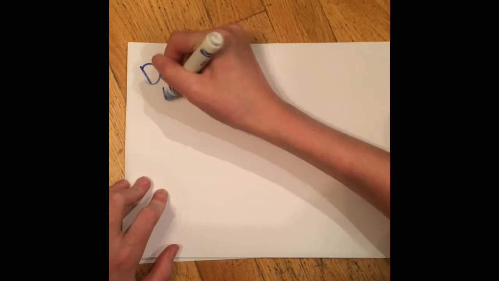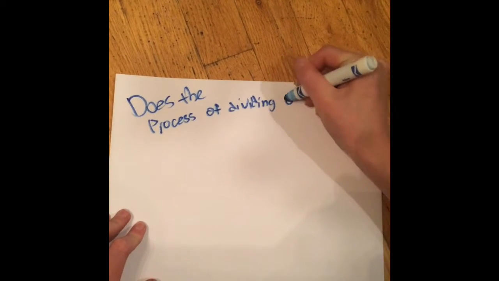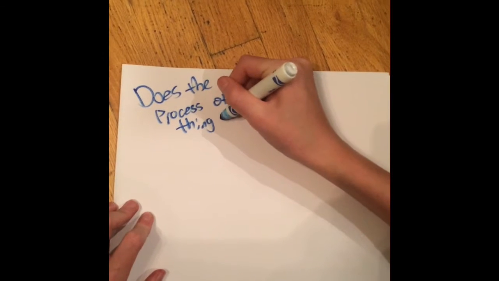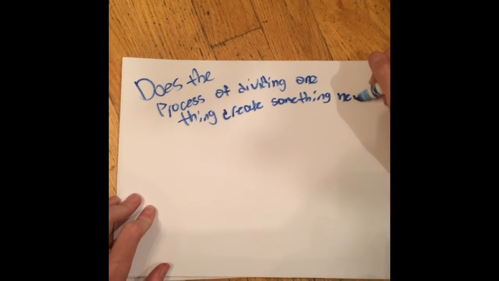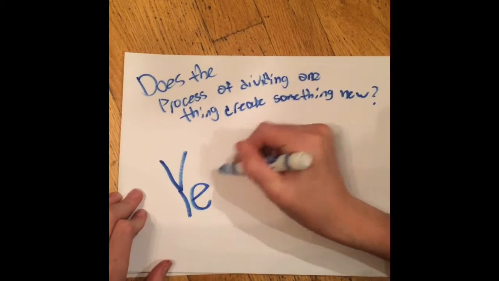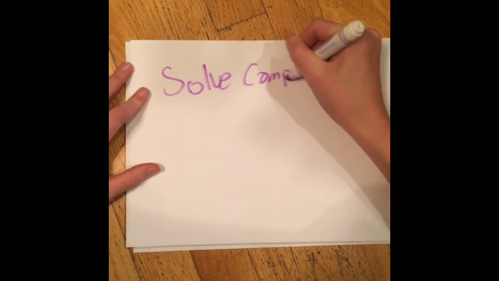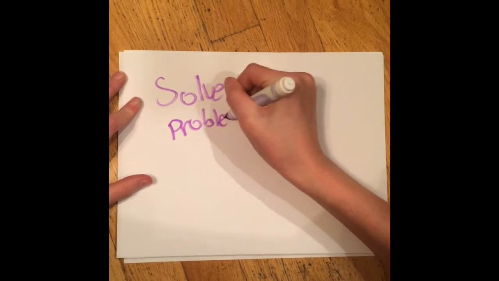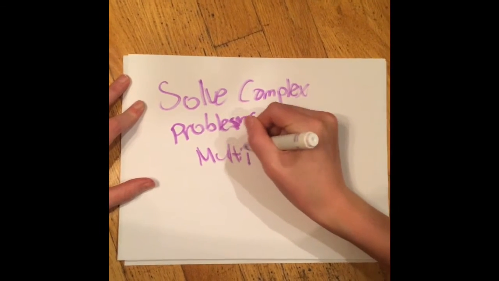So for the essential question, does the process of dividing one thing create something new? Yes, so an example would be when a cell divides, it creates multiple new cells. How did this project relate to the world-class outcome? So how we related to this was we drew different things to explain mitosis and meiosis.